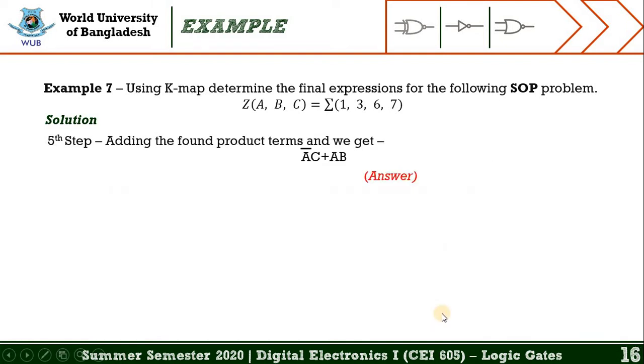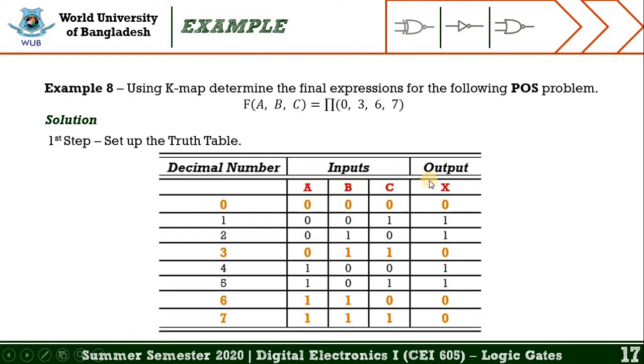The final step of this problem is just adding the found product terms. The first product term is A bar C. Adding, since it is a sum of products, means the plus sign comes after that, followed by A and B. I hope you are understanding this problem. Just practice 2 to 3 times. I hope there is no problem solving or simplifying this type of problem. So let's start with the next problem.